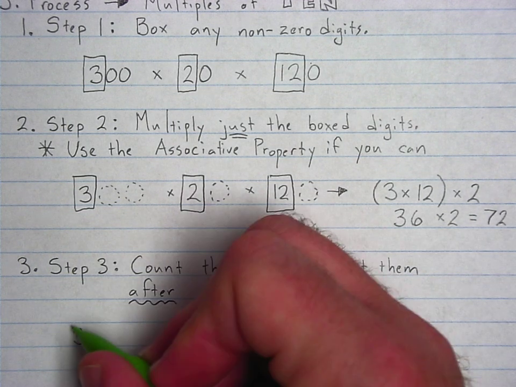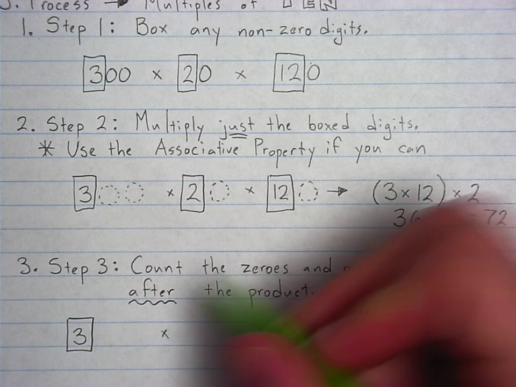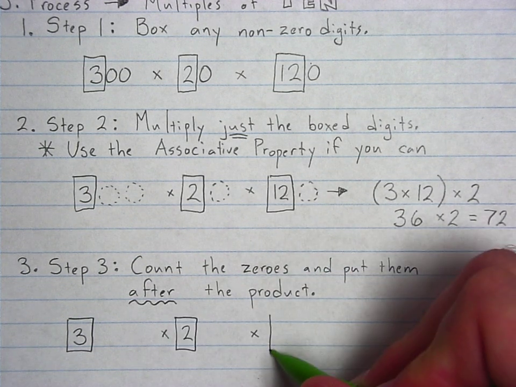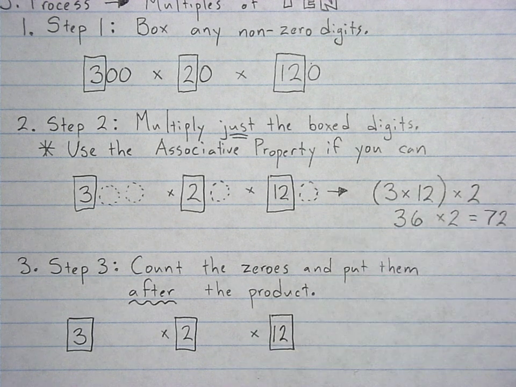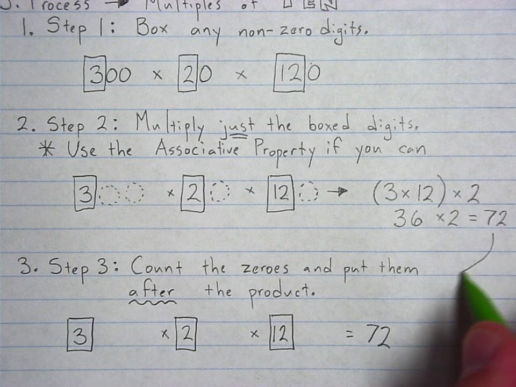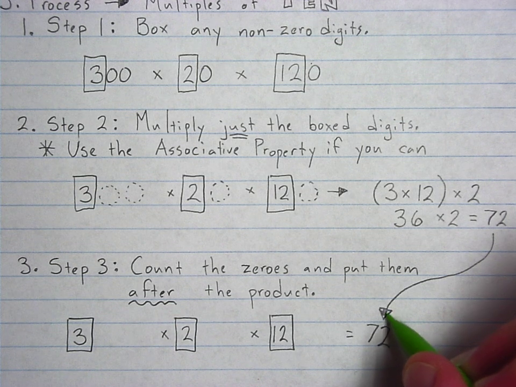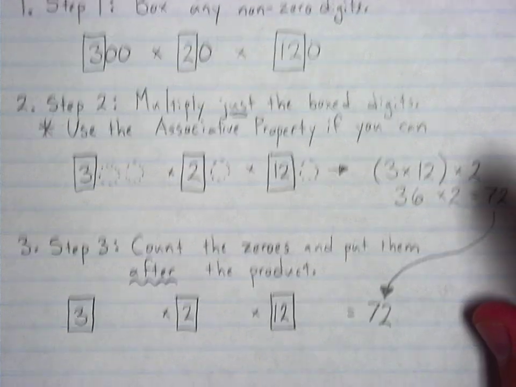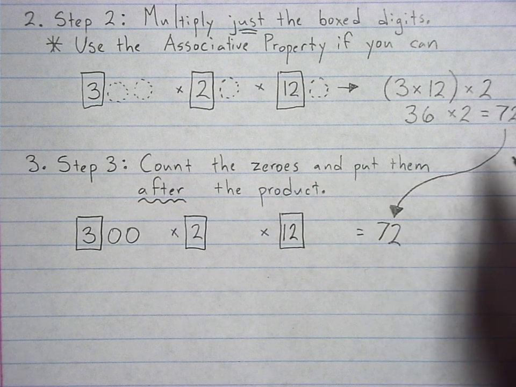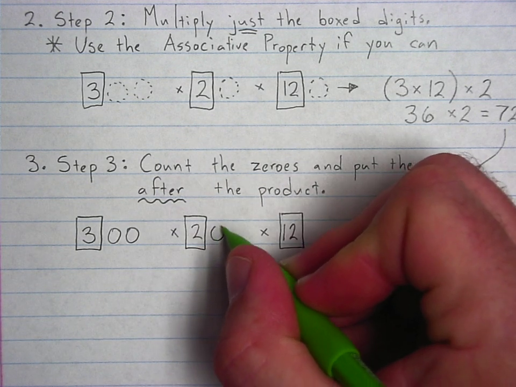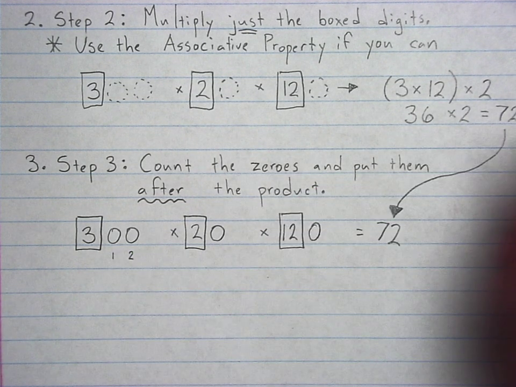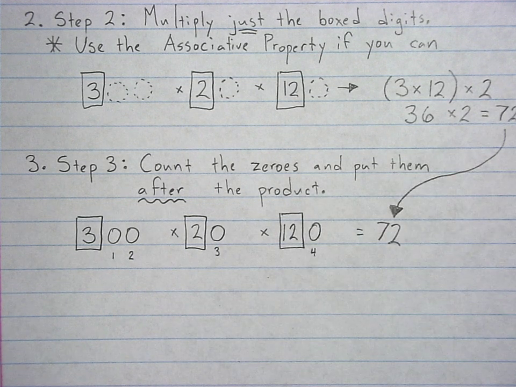So, let me write this one more time. 3, leave a lot of space, times 2, leave some space, times 12 is equal to 72. And we just got that up here. Okay, we did that part already. Now, slide this up a bit. This was originally 300, so there's 1, 2 zeros. This was originally 20, so there's 1 there. This was 120, 1 there. 1, 2, 3, 4 zeros total.